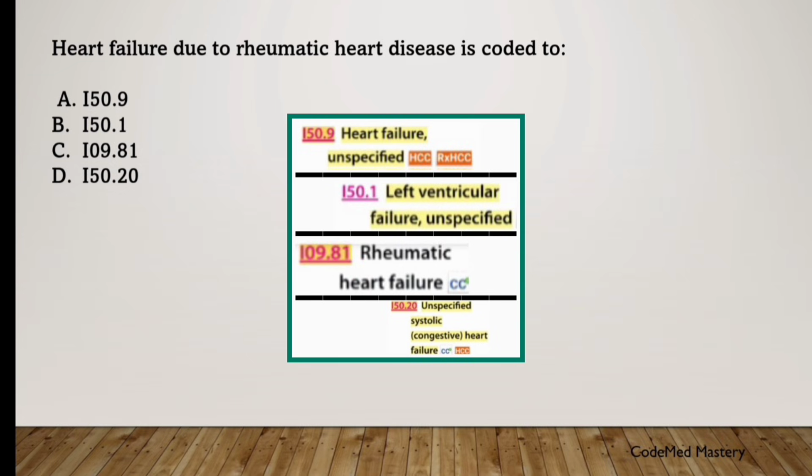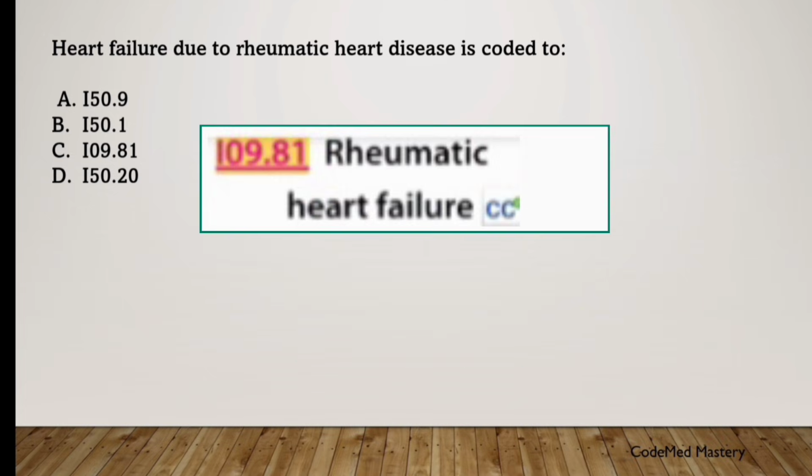In the question, they have given rheumatic heart disease. Therefore, the right code is I09.81 because it specifically represents rheumatic heart failure, which is heart failure resulting from a rheumatic heart disease.